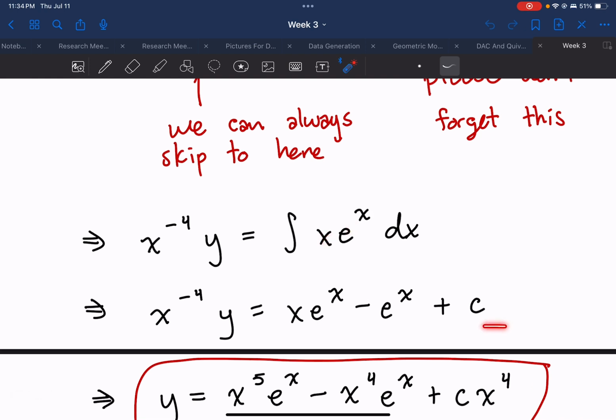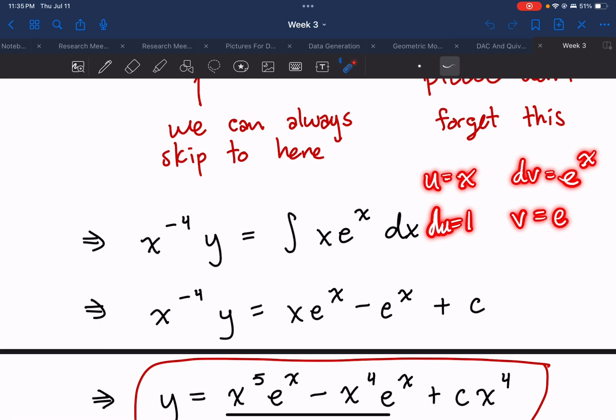Now this is the moment where you have to remember how to do integration by parts. To do integration by parts, you need a u and you need a dv. And for u, you always pick the thing that you want to reduce the power of, and then dv, you pick the other thing. That's the deal. And then when you take a derivative of u, you get 1, and when you integrate v, you get e to the x.